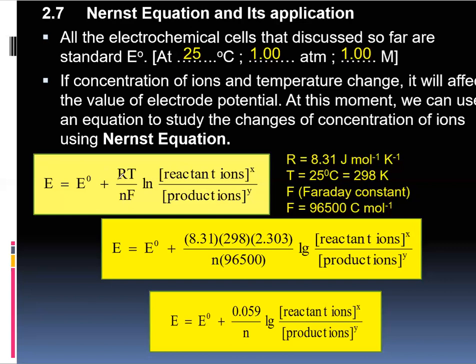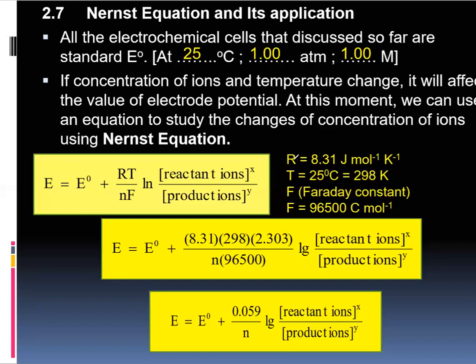plus RT over nF, ln of the concentration of the reactant ions raised to the power of the number of moles, all over the concentration of the product ions raised to the power of the number of moles. So this is the formula for your Nernst equation. We'll solve several questions to buttress this fact. Your R is your ideal gas constant, T is your temperature, n is the number of moles, and F is your Faraday's constant.